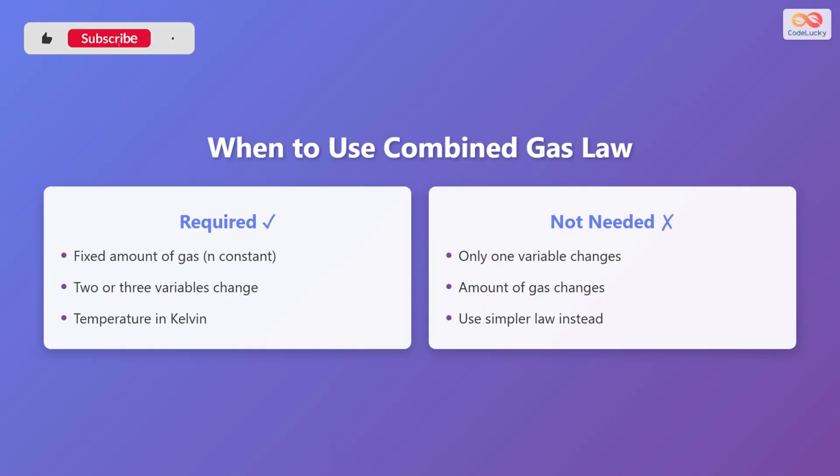Understanding when to apply the combined gas law is crucial. You should use it when three conditions are met. First, the amount of gas remains fixed, meaning no gas is added or removed. Second, two or three variables such as pressure, volume, or temperature are changing. Third, you must always convert temperature to Kelvin before using the formula. On the other hand, you don't need the combined gas law if only one variable changes, in which case a simpler gas law will work better. You also cannot use it when the amount of gas itself is changing.